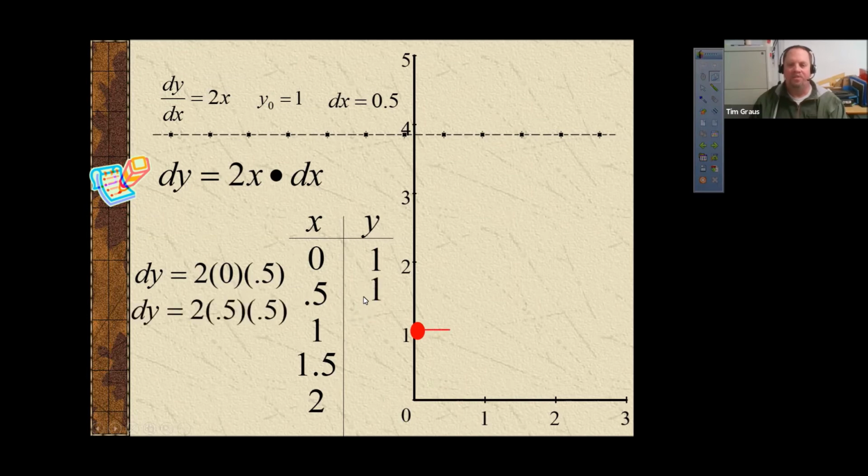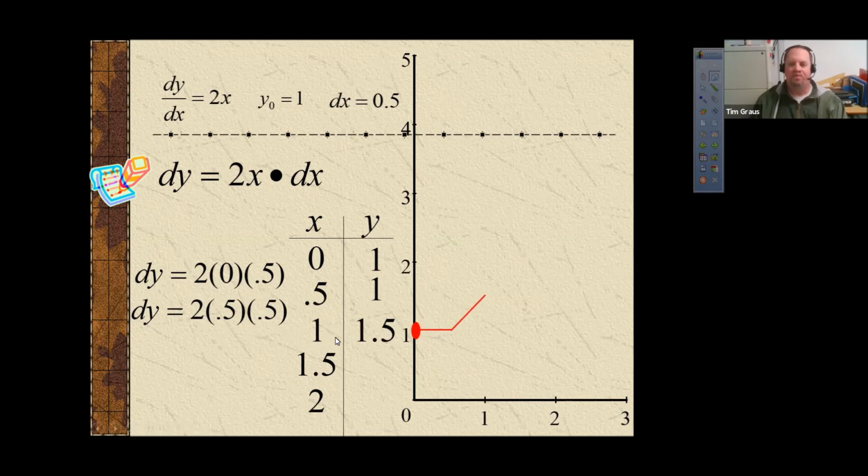Now I'm going to use the new x and y value, 0.5 for x, 1 for y, and 0.5 for dx, and calculate a new dy value. 2 times 0.5 times 0.5 is 0.5. And so I'll add that to my previous y value to get 1.5. So I'm going to plot now the point 1, 1.5. That would be approximately right here.